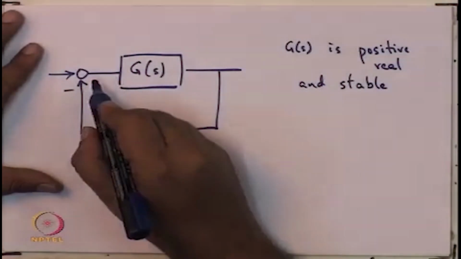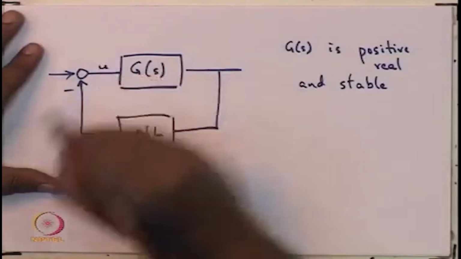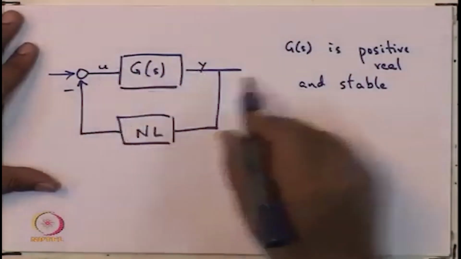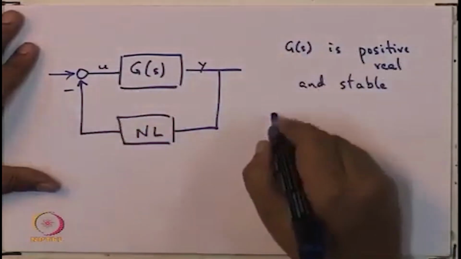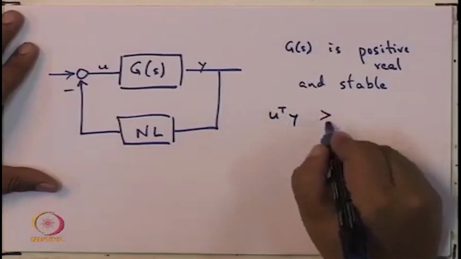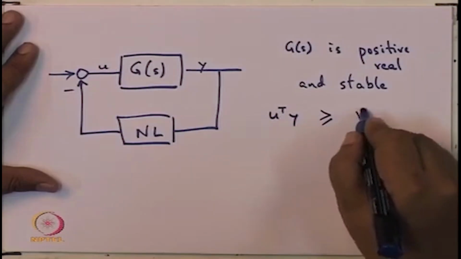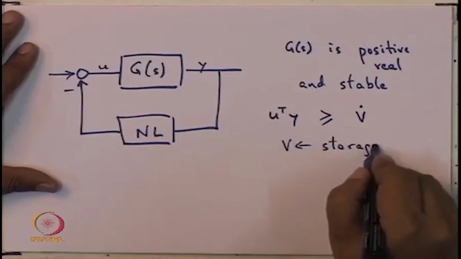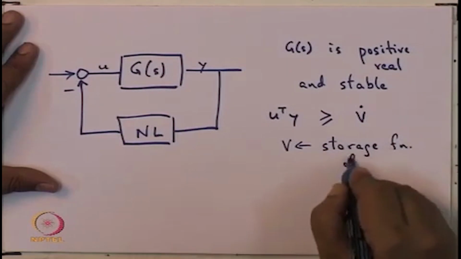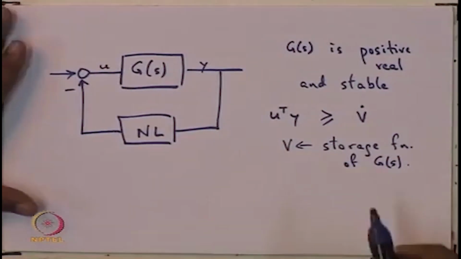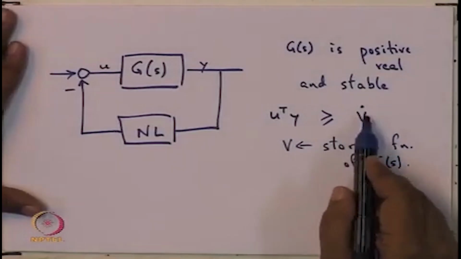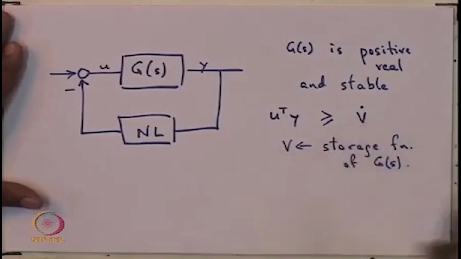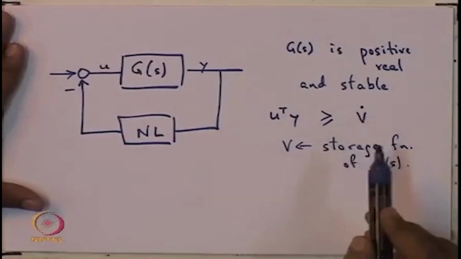Okay. Now, if I call the input of this G(s) as u and the output of G(s) as y, then what it means when you say that G(s) is positive real and stable is that u transpose y is greater than or equal to V dot, where V is the storage function of G(s). We have already talked about what the storage function could be, and in order to find out what the storage function could be, we invoke the positive real lemma or the Kalman-Yakubovich lemma, from where we get this matrix P.